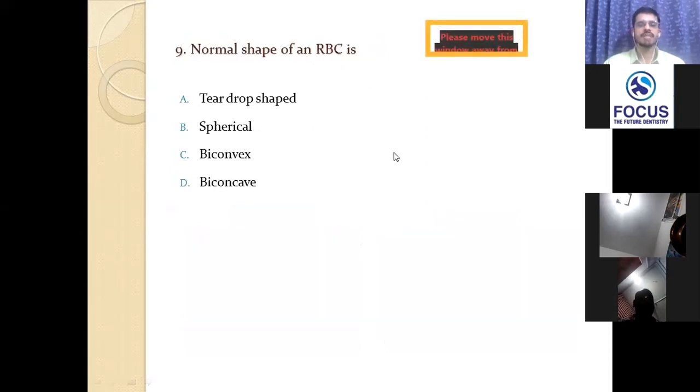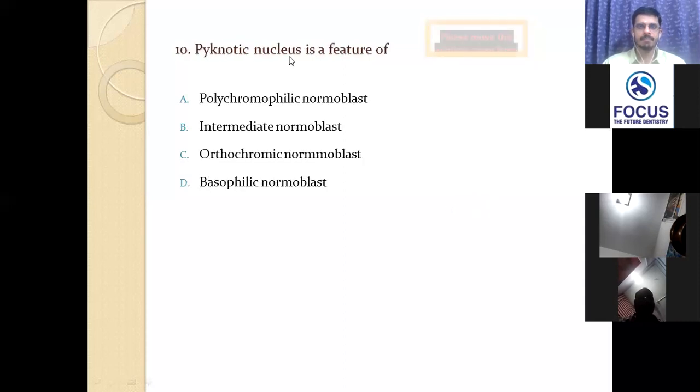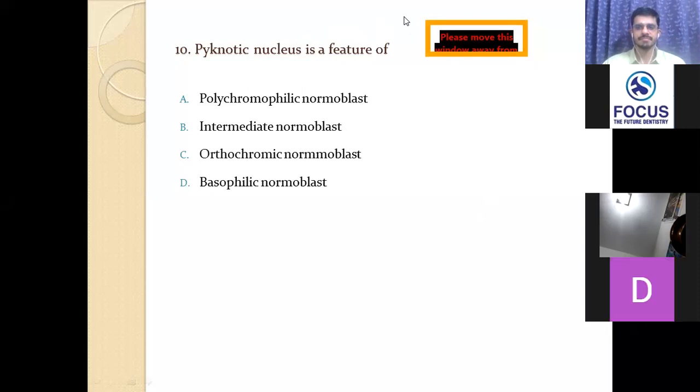The normal shape of an RBC is? Very good. It's biconcave. This is what facilitates increased surface area for absorption, easy penetration through thin capillaries. Good. Pycnotic nucleus is a feature of? Very good. Orthochromic normoblast, which is your late normoblast.